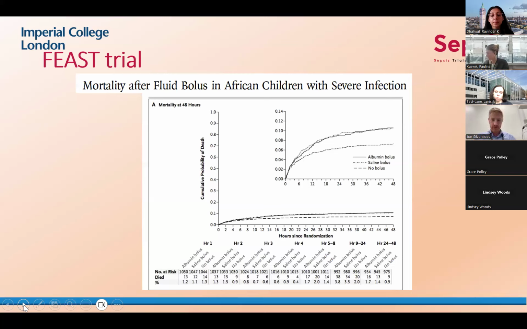So this study was designed to show that rapid fluid resuscitation saved lives. And in fact, it showed the opposite. It showed that rapidly resuscitating shocked children with either albumin or saline increased mortality compared with a slow, gradual restoration of fluid balance. So that showed that what you do with fluids can really make a difference. It's not entirely clear how we extrapolate that and interpret it in a UK context, but it does show proof of principle that what you do with fluids matters.